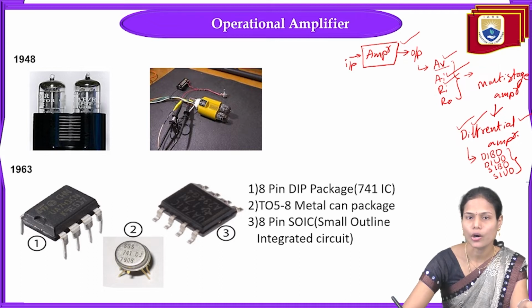And while taking the output, whether we are taking the output across the common terminal of 2 collectors of the transistors, we can call it the balanced output. Or else, if we take the output across any one of the collector terminals of the transistor, we can call it the unbalanced output.